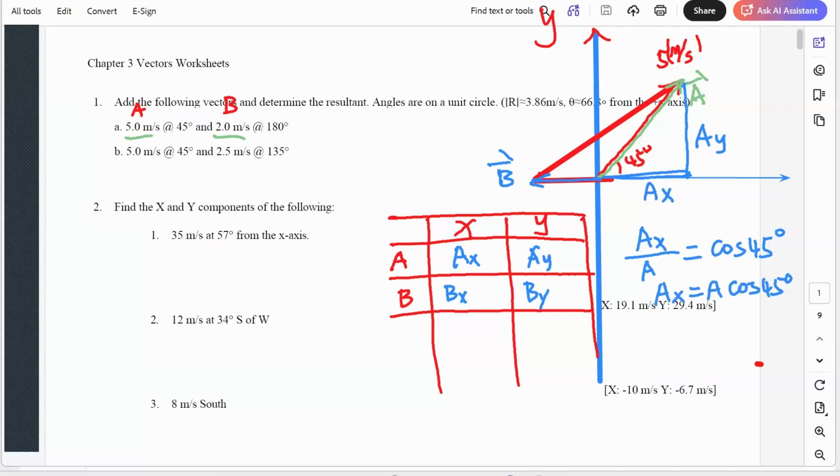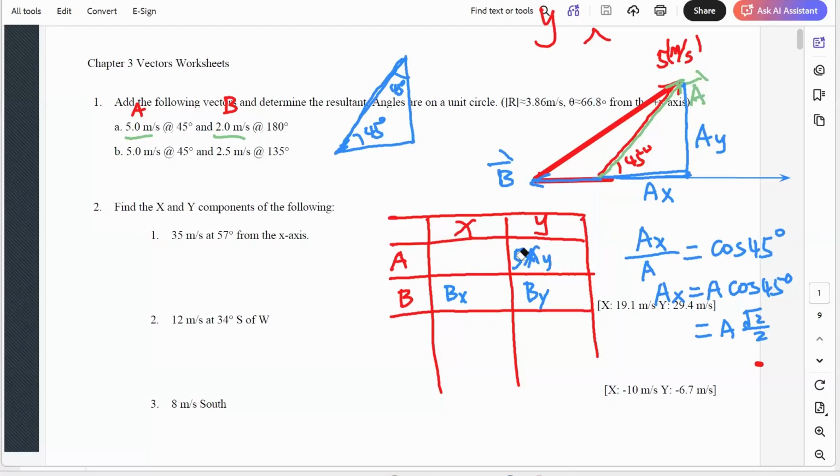That's good. So if it's 45, you will realize the X and Y components are equal, right? So cosine 45 is square root of 2 over 2. It's A, right? So it'll be 5 times 0.7, then around 3.5, right? So we can put it here. This is around 3.5.